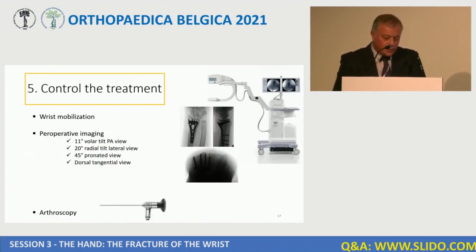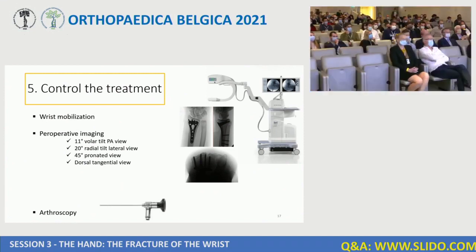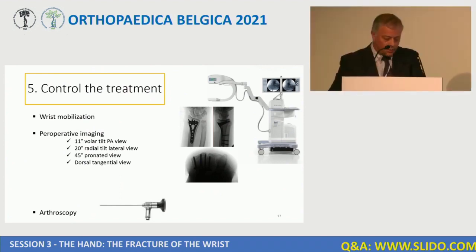Once the treatment is carried out, comes the fifth step of controlling the reduction and the absence of protrusion of screws in the joints or the back of the radius, by wrist mobilization and by radioscopies tangent to the articular surfaces or the posterior aspect of the radius.